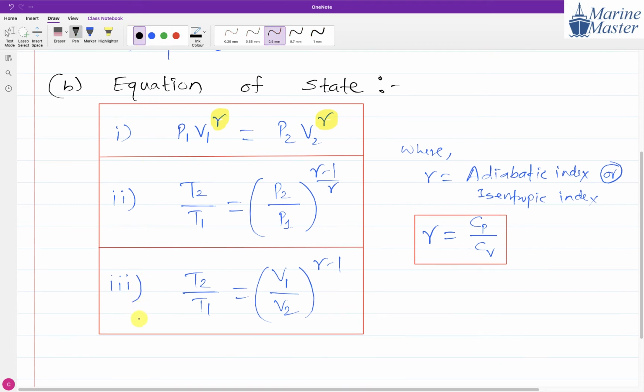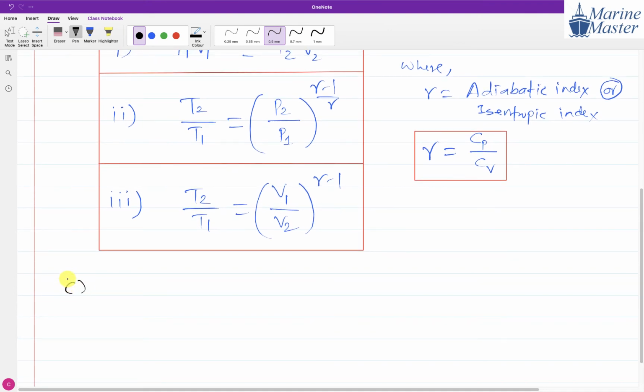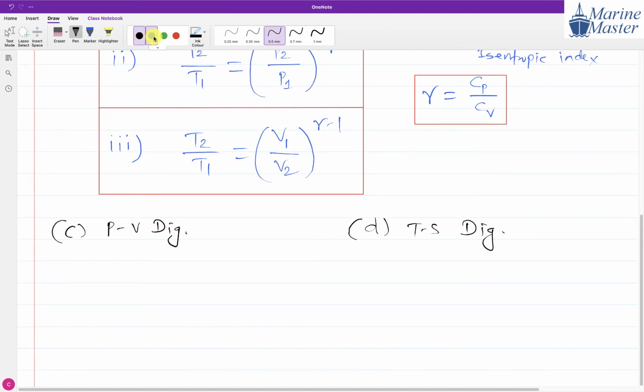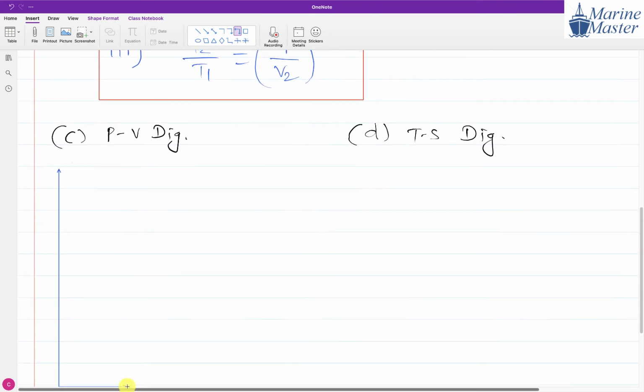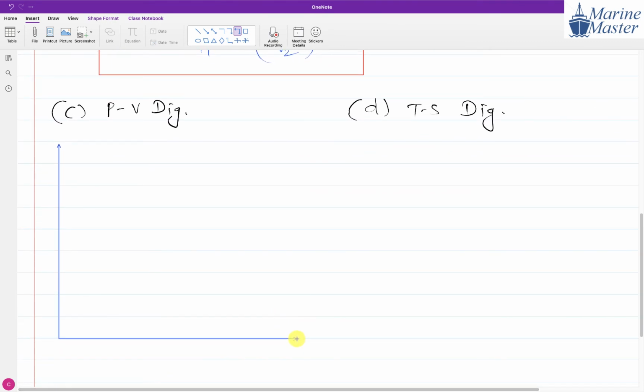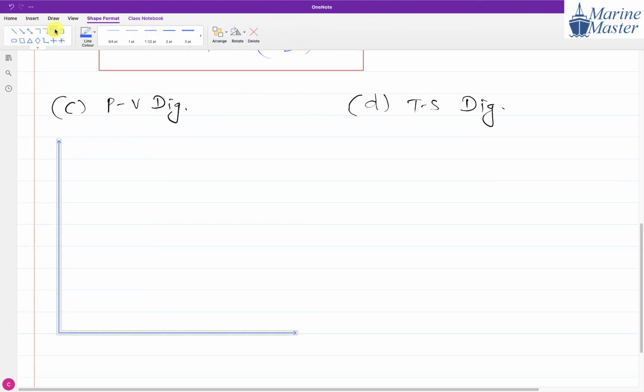Now, what will be the C point? PV diagram, TS diagram. And what will be the D point? TS diagram, temperature-entropy diagram. Now try to see the scenario here, how we are going to approach this further. So pressure-volume diagram, and then next will be the temperature-entropy diagram, and we have seen we generally prefer to draw PV and TS diagrams side by side.